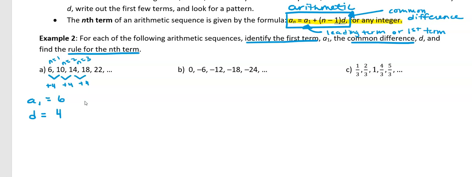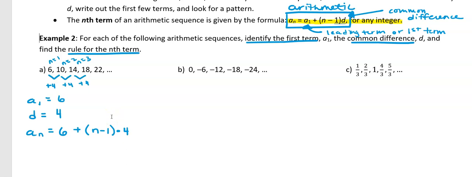Now we need to plug it into this formula. Now remember, it's a sub n for the name of our formula. Then we have to put our leading term, which starts with a sub 1, which we've identified as 6, so we'll put a 6 down, plus the quantity n minus 1 times the common difference. Now the common difference that we found is 4, so this is going to be multiplying with 4.